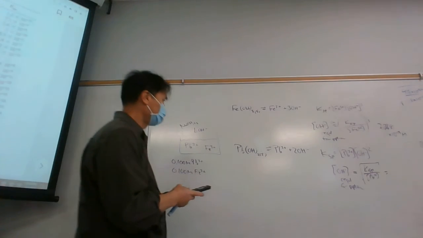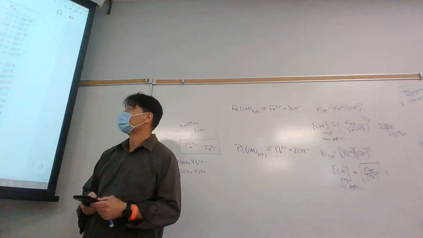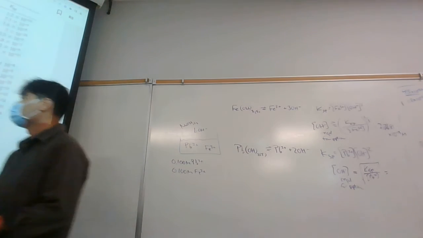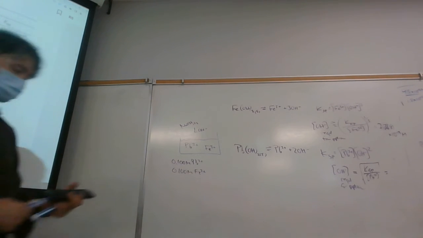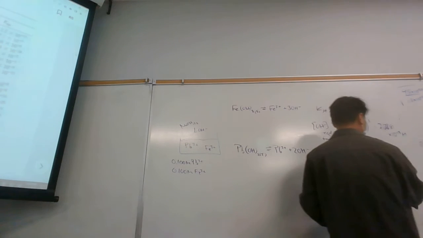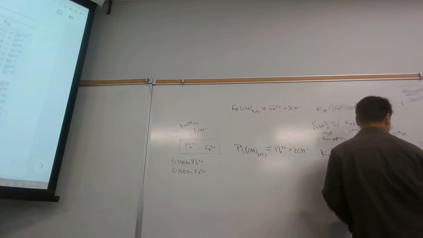What was the Ksp for the top one, for the iron 3 hydroxide? Put that here. It's 4 times 10 to the negative 38. And the Ksp for lead 2 hydroxide is 1.2 times 10 to the negative 15. This will be 1.2 times 10 to the negative 15 divided by 0.100, and then the square root.